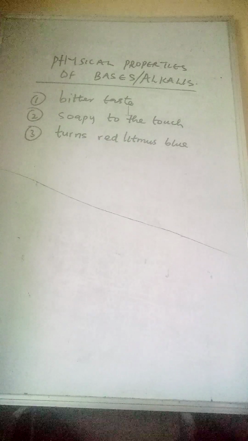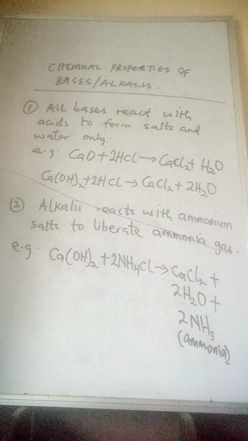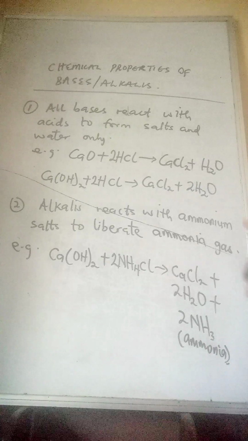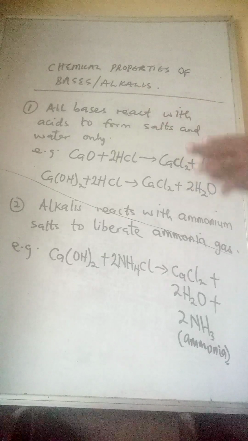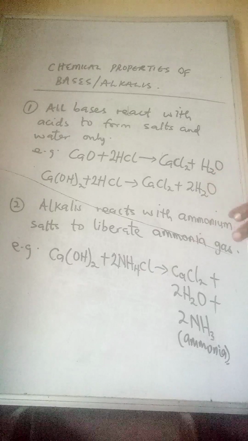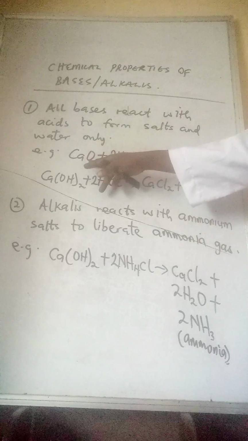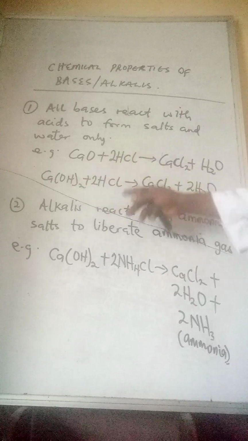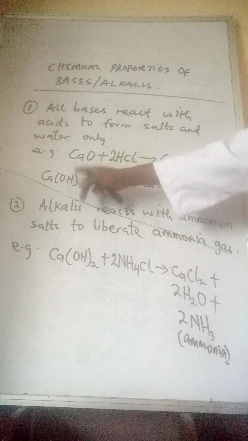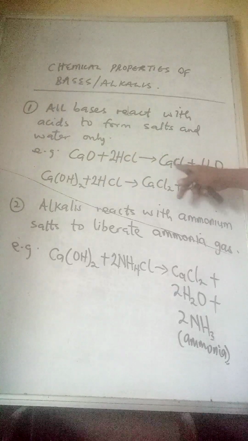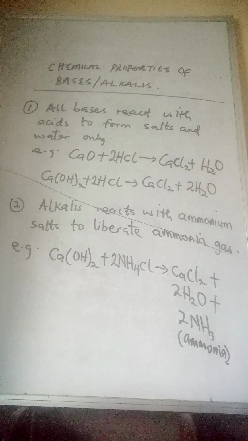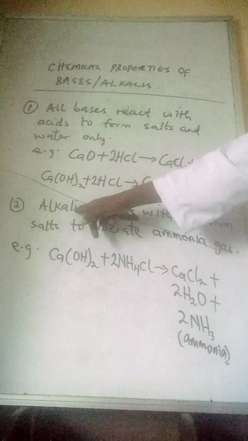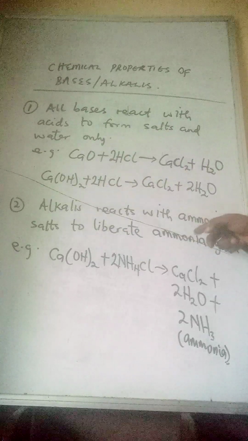So the next thing now is chemical properties of bases or alkalis. All bases will react with acid to form salts and water. This is a base. This is an alkali. Calcium hydroxide, calcium oxide, form salt, calcium chloride is a salt, and water. But I want you to take note of this second one. It's only alkalis that can do this.